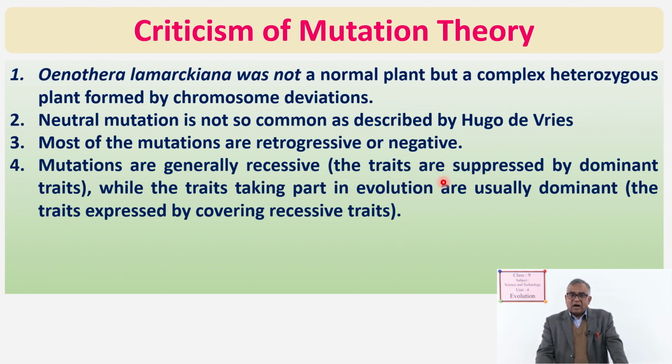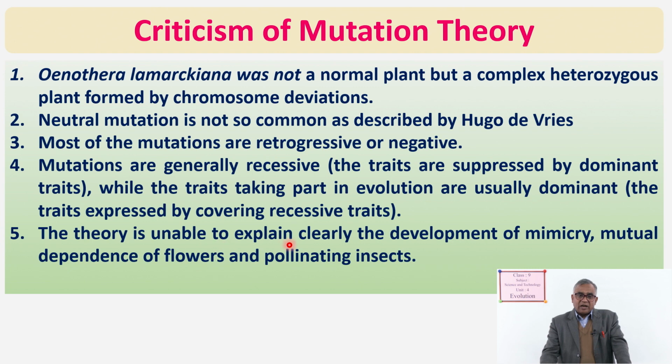So the traits are suppressed by dominant traits. Two types of traits, two types of characters, are found in our cell. Those characters that can suppress others are dominant, and those that are suppressed by the dominant are recessive. So mutations are generally recessive, not dominant. That means they should be suppressed by the dominant character. How do they transfer into the next generation? How do they express in the next generation? So that point is taken here as a drawback.